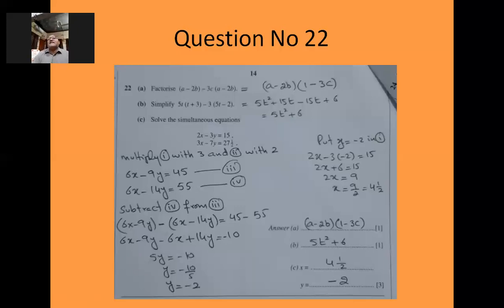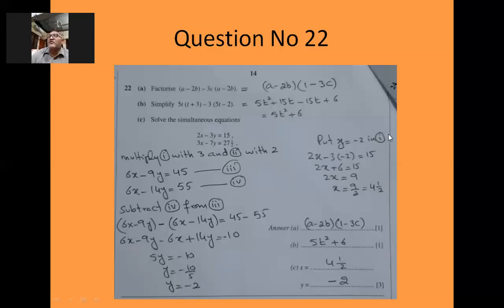So minus 6x plus 6x, they will be cancelled. You will have minus 9y plus 14y, that will be plus 5y equals minus 10. So y will be equal to minus 10 divided by 5. So y will be equal to minus 2. So now I know the value of y. I can put that value of y in any of these equations.